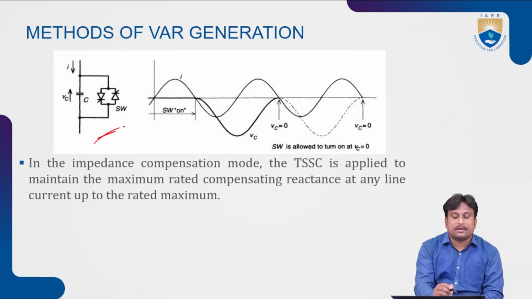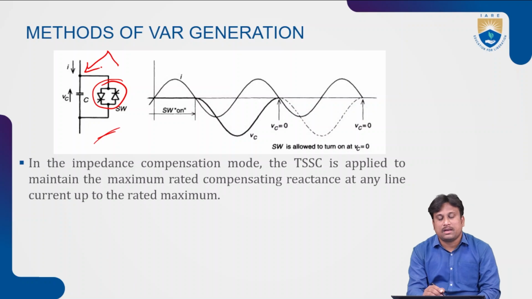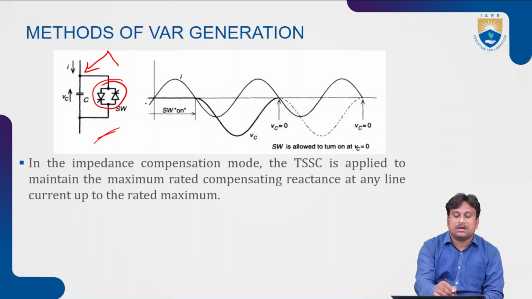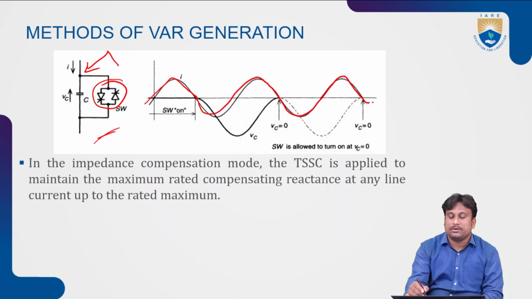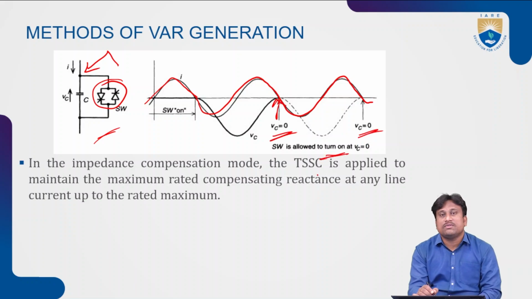So this is the diagram showing the anti-parallel connection of the thyristors, which acts as a switch combination connected across the capacitor in parallel. When the switch is on, the curve rises like this with maximum current and then drops, so the curve follows its continuity path. This is at VC equals 0, and the switch is allowed to turn on at VC equals 0.